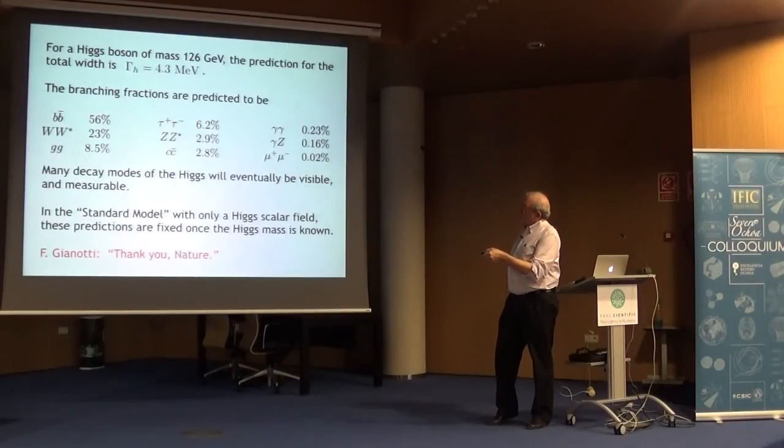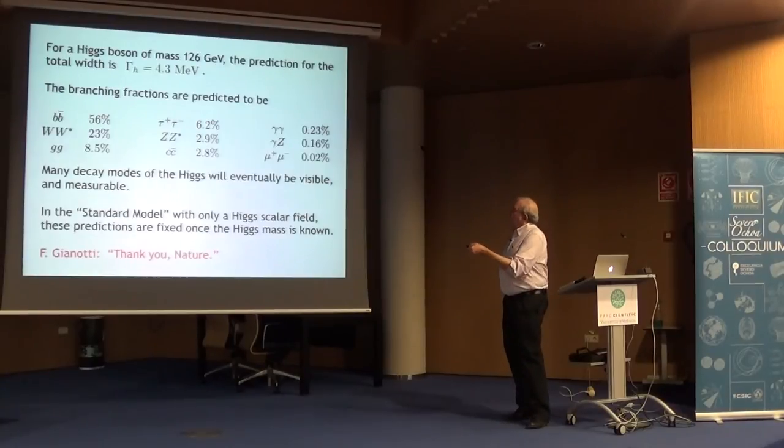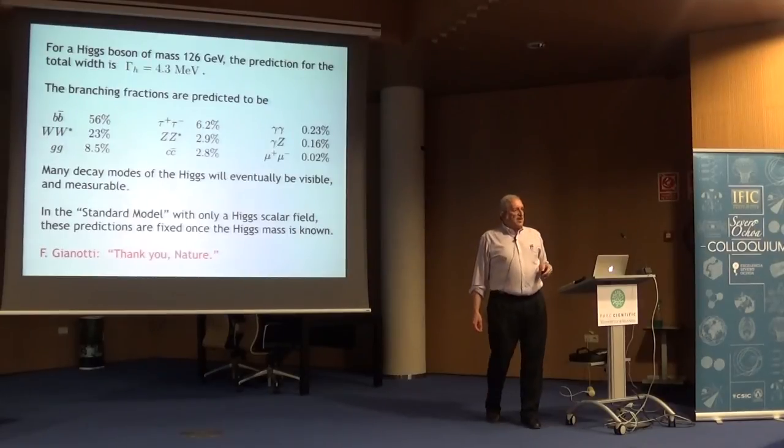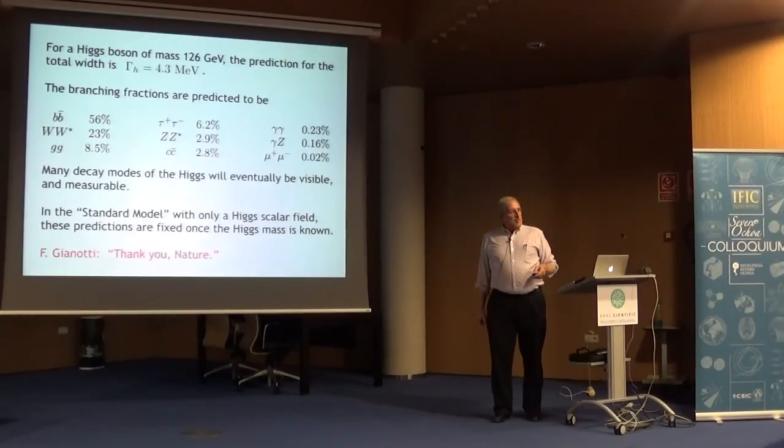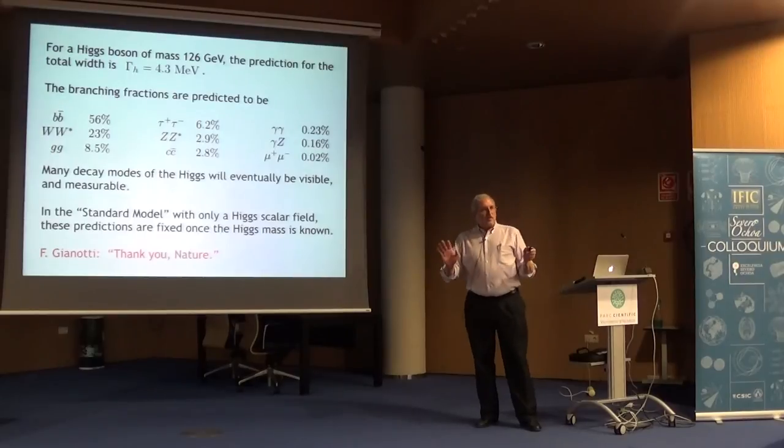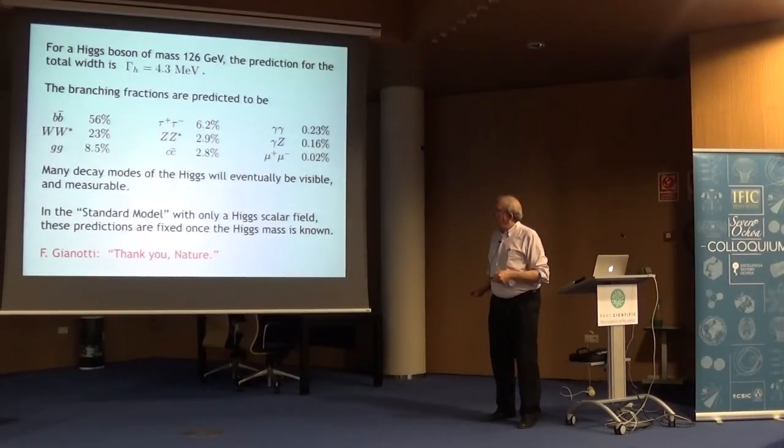BB bar is supposed to be about 50%, this off-shell W about a quarter, gamma gamma, which will come up, 0.23%, tenths of percent level. Many of these decay modes will become visible eventually. Many of them are already visible, as I'll show you in this lecture.